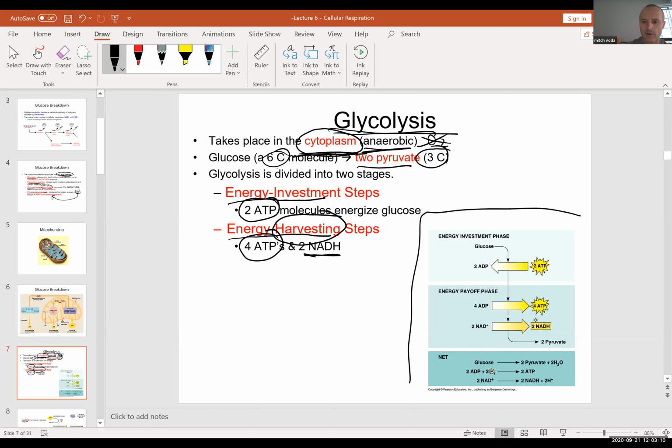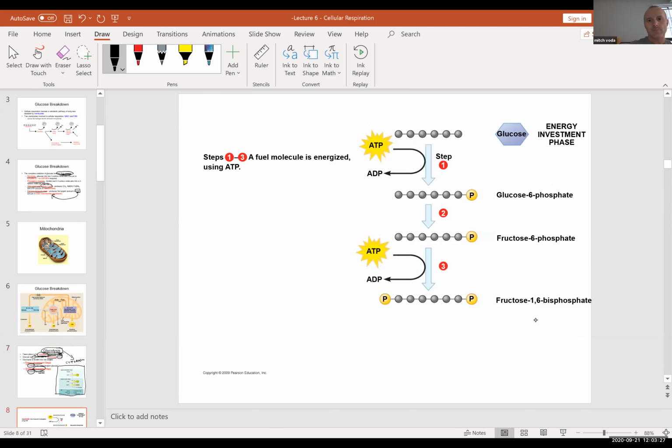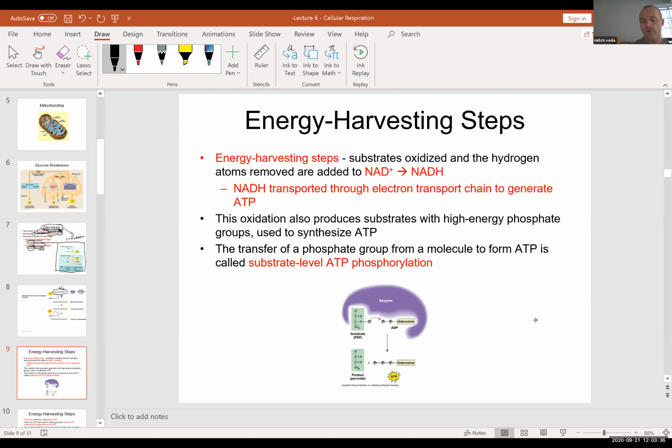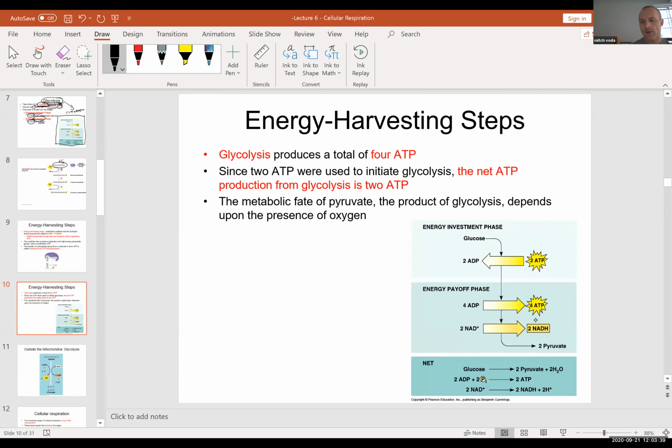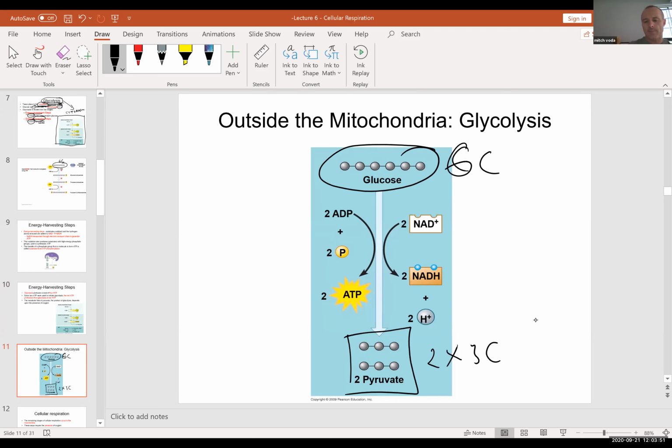If you look at the breakdown right here, this is the summary of the reaction. Remember, this takes place in the cytoplasm, not in the mitochondria yet. You can see it here again: glucose, which is 6 carbons, is broken down further, and eventually you obtain the product, 2 pyruvates. So you have 6 carbon glucose, and 2 times 3 carbons right there.